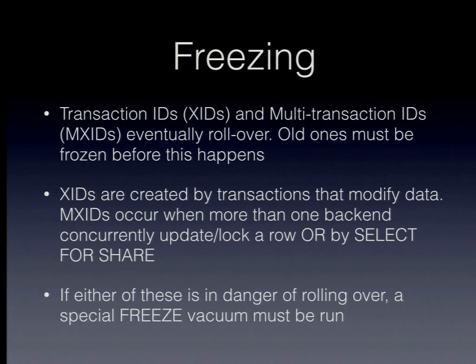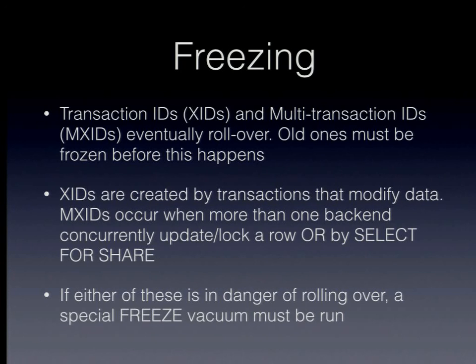So the problem that presents is if you have rows that say, oh, I was created by transaction number 2, and all of a sudden you get to transaction 2 to the 31st plus 2 or whatever, now that row becomes invisible again, because now the database is thinking, oh, this row was actually created by a transaction that's way in the future, and it won't show it to you.